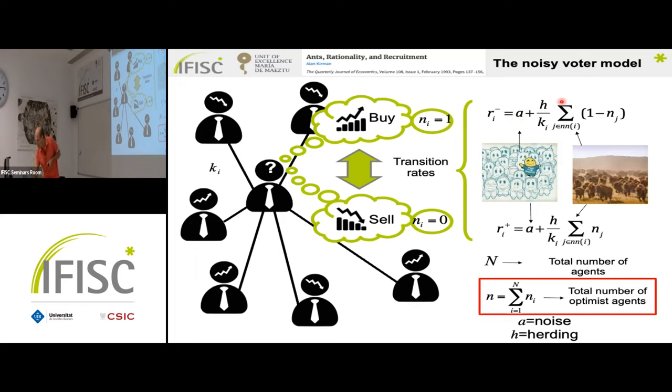But the other is: I'm going to look at my neighbors. I'm going to see how many of them are in the selling state, and I'm going to switch to the selling state with a rate proportional to the fraction of neighbors in the other state. So the change of state means to copy another broker chosen randomly. This is the imitation process, called herding. You see that everybody is selling, so I will sell. Everybody is buying, and I was selling, so I will buy. You have these two rates: a constant term, which is called the noise, and something which is the herding.